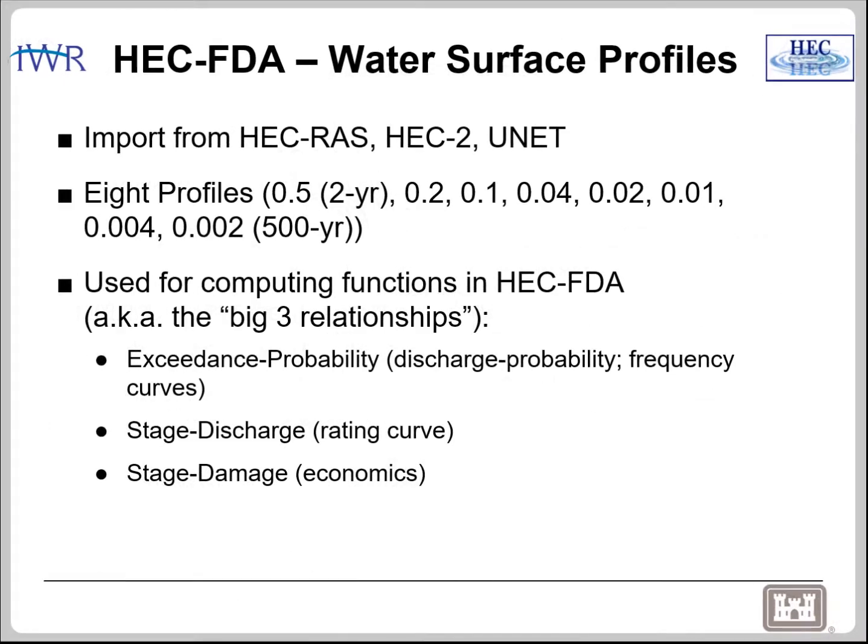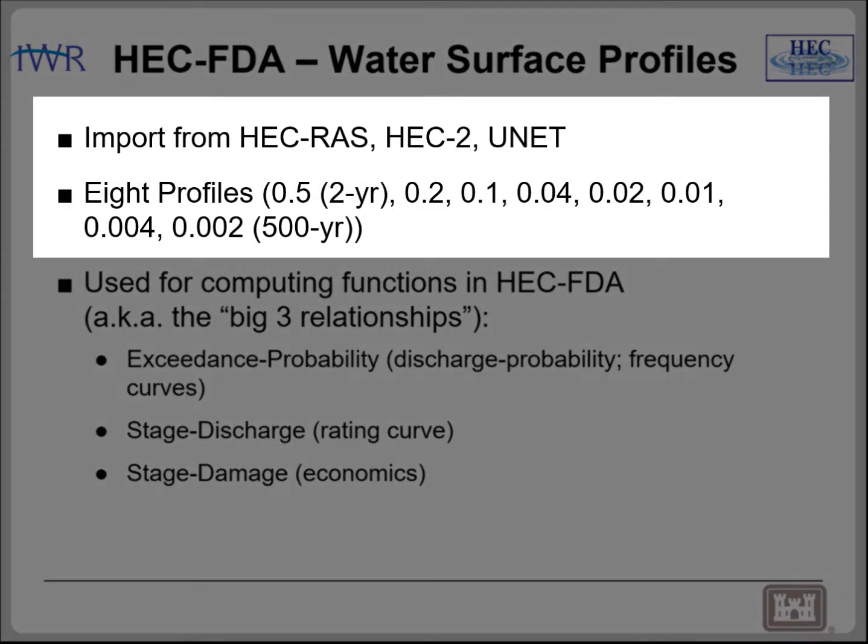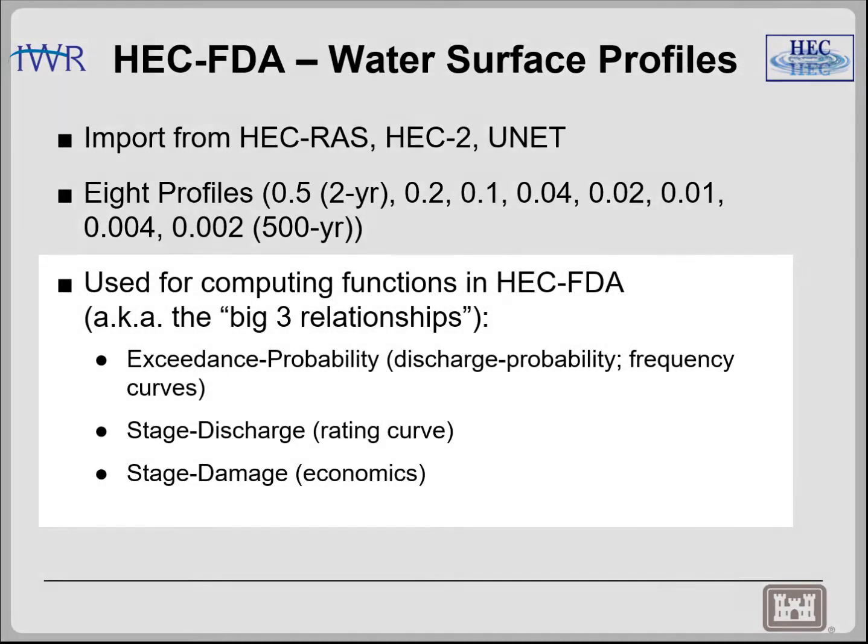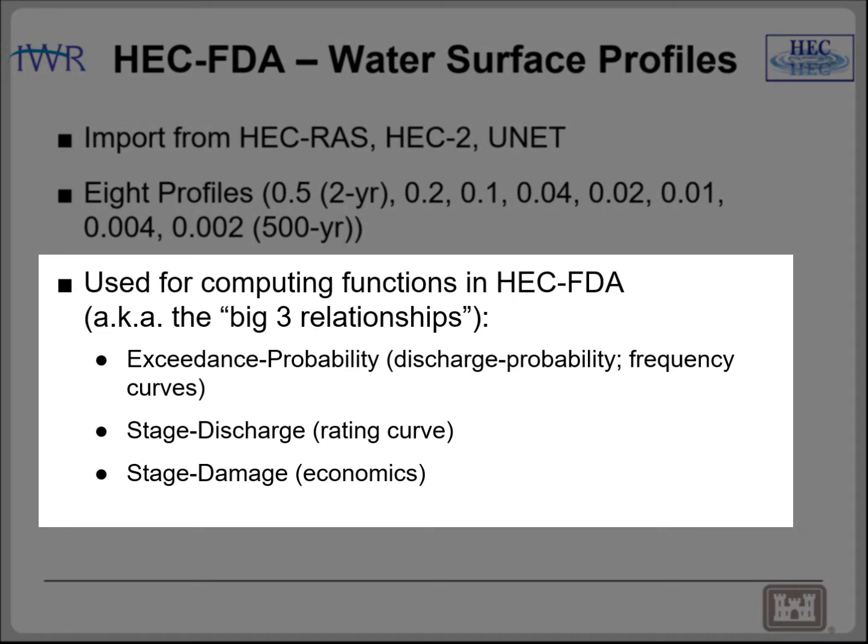In HEC-FDA, water surface profiles can be imported from files generated by HEC-RAS, HEC2, and UNet. In today's workshop, we will be working with HEC-RAS exported water surface profiles. These 8 water surface profiles, one for each exceedance probability, are for the Bear Grass Creek study. The 8 profiles are used to compute the following big 3 relationships in HEC-FDA.